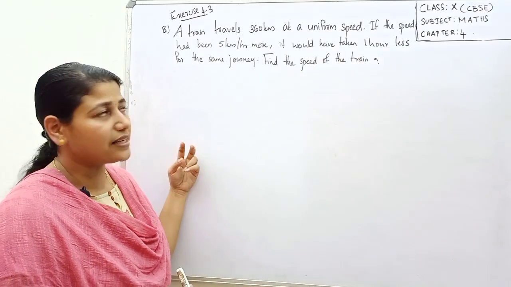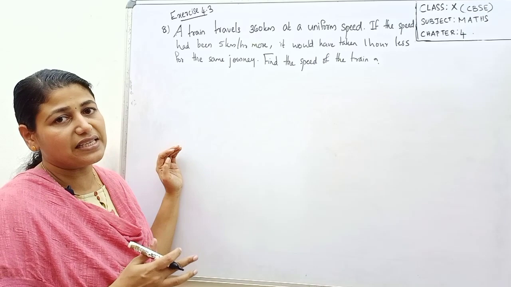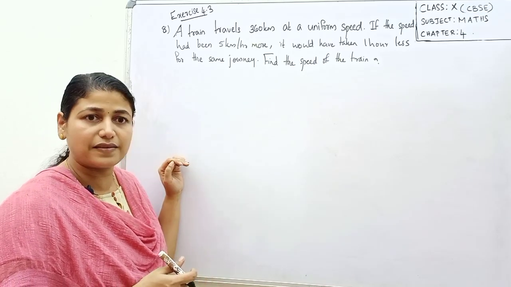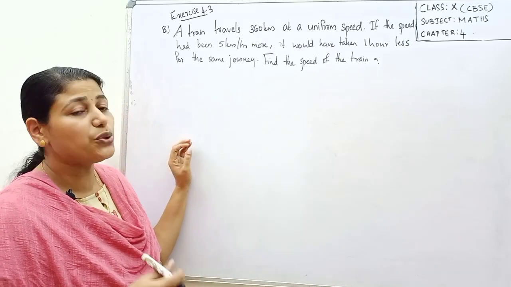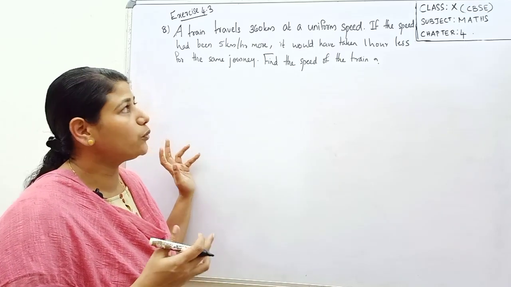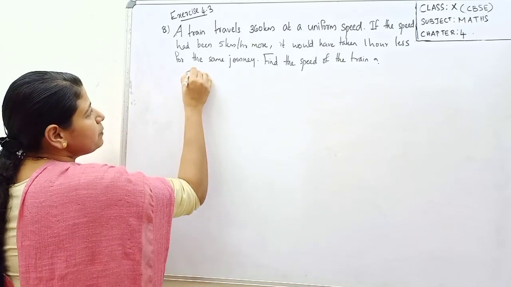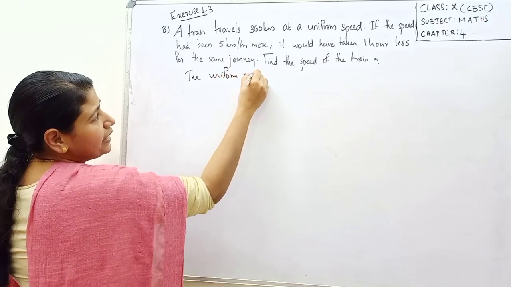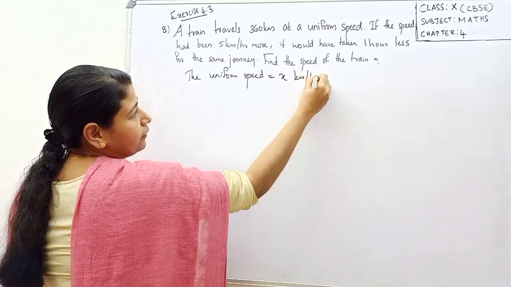Two conditions are given. The total distance travelled by the train is 360 km. In both the cases, the total distance is 360 km. In the first case, the train travelled with a uniform speed. We don't know what the uniform speed was, so we can take the uniform speed of the train as x kilometer per hour.